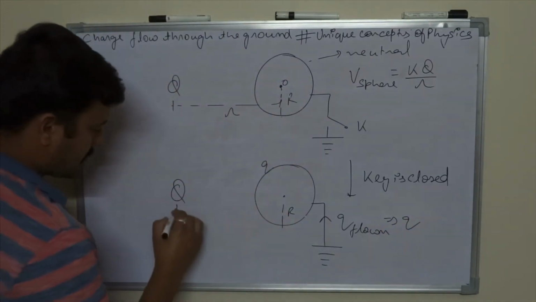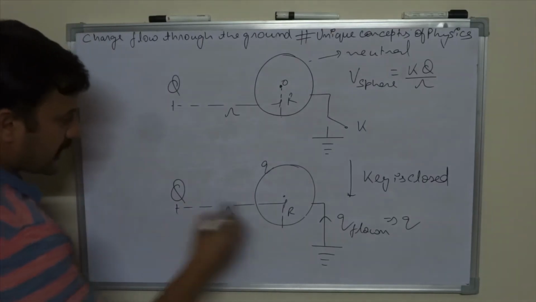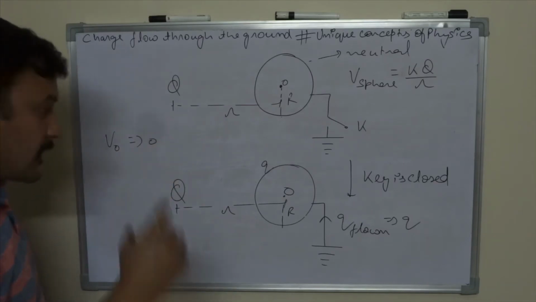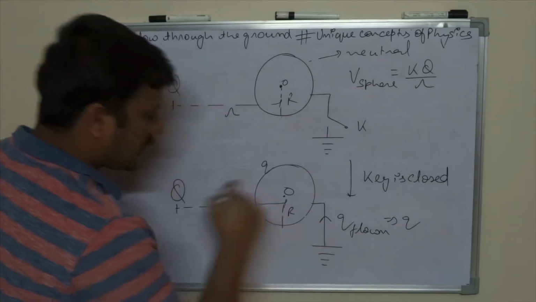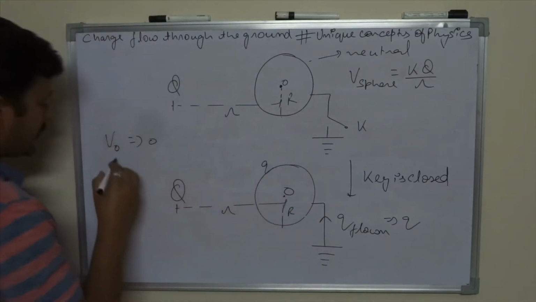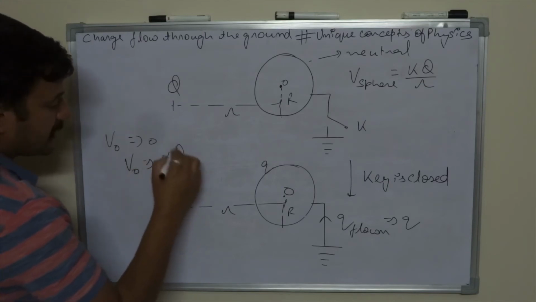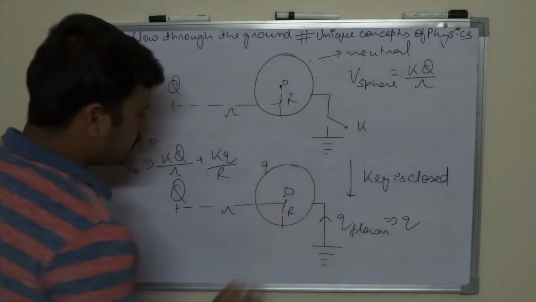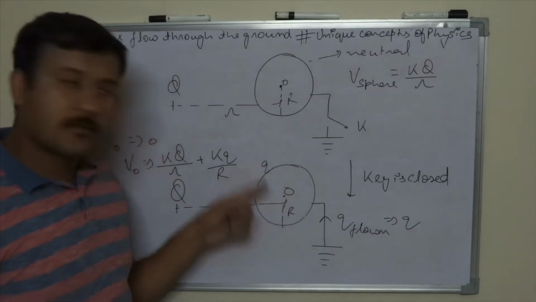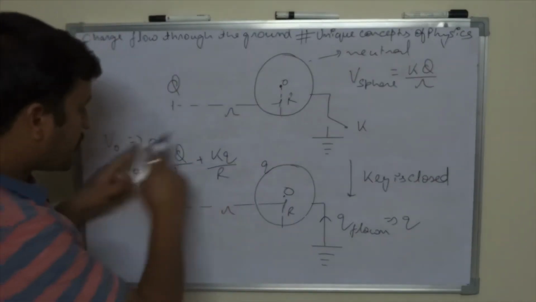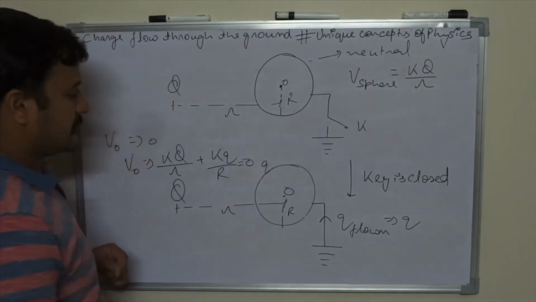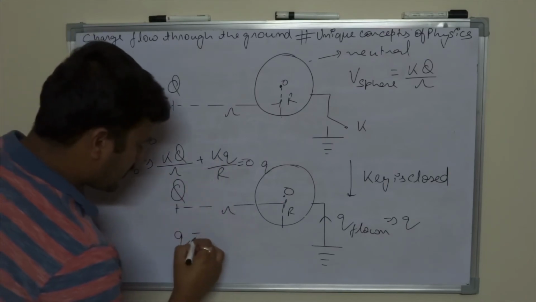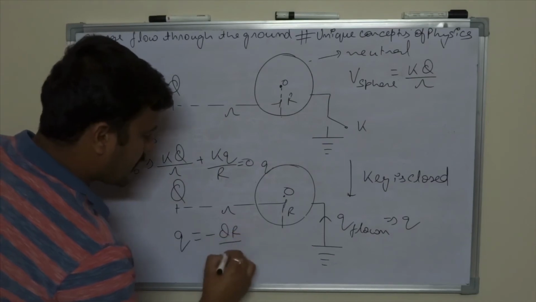Now the potential at O should be equal to 0, and it is 0 because we have connected this conductor to earth. The potential at O will be the sum of the two potentials, kq by r plus k small q by capital R, as small q is the charge on the sphere and capital R is the radius of the sphere, and that would combinedly be equal to 0. Hence, by solving this equation, we get the result that small q is equal to minus qR by r.